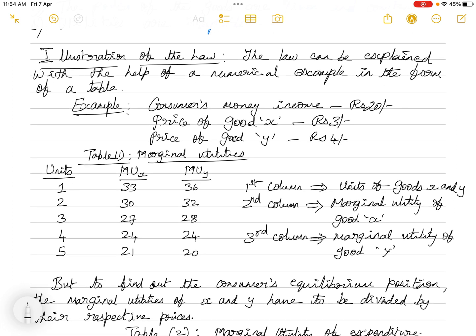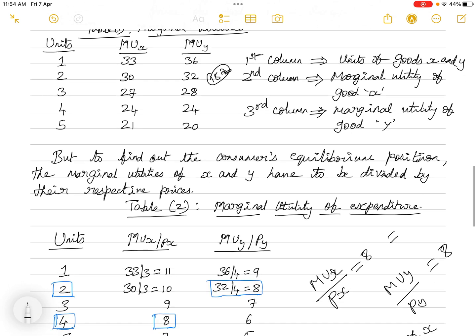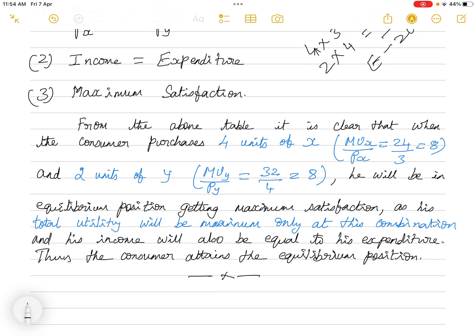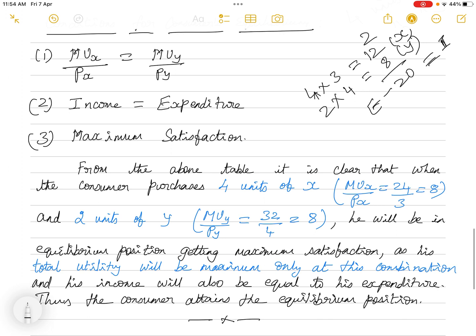So that means you can add all this: 4 units of x, 33 plus 30 plus 27 plus 24, plus, for 2 units of commodity y, 36 plus 32. If you add all this, his total utility is maximum at 182. You can check, no other combination will give him that much total utility. So that's why he is getting the maximum satisfaction, and his income will also be equal to his expenditure. Thus the consumer attains the equilibrium position.